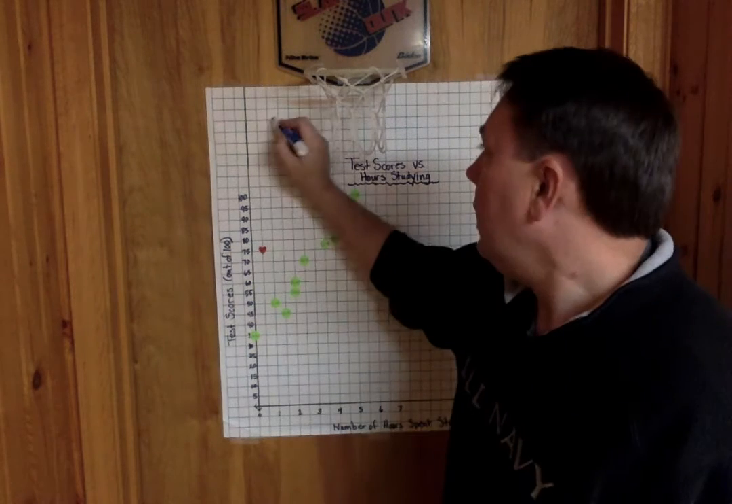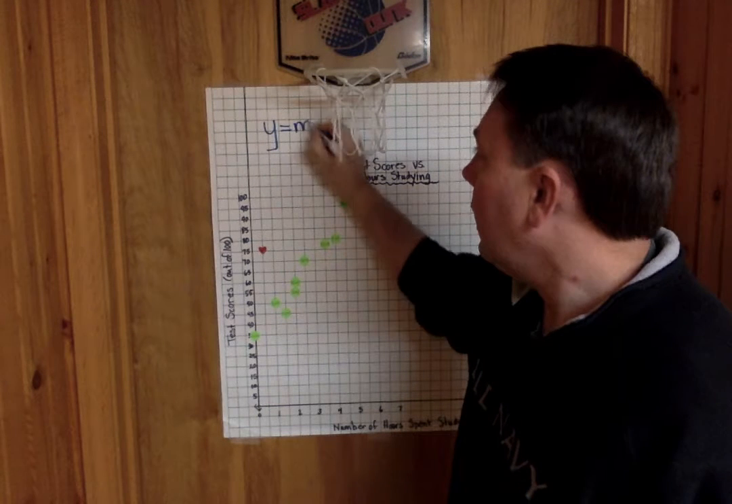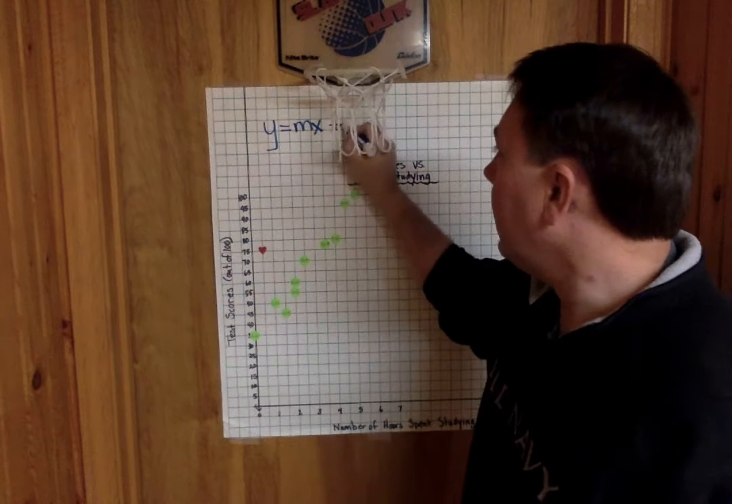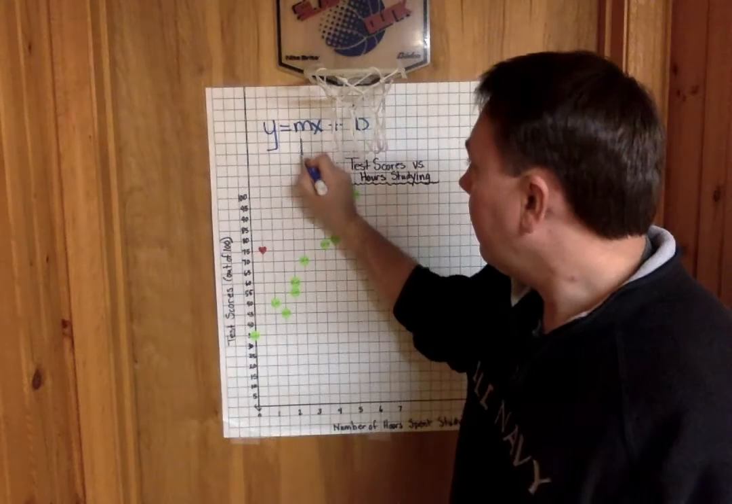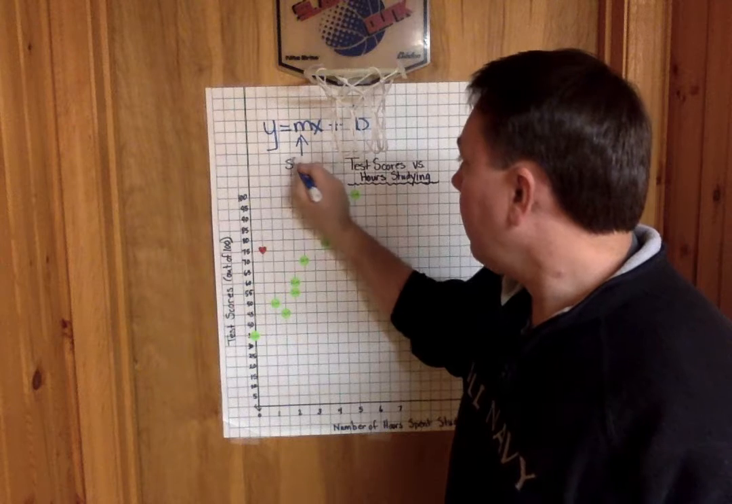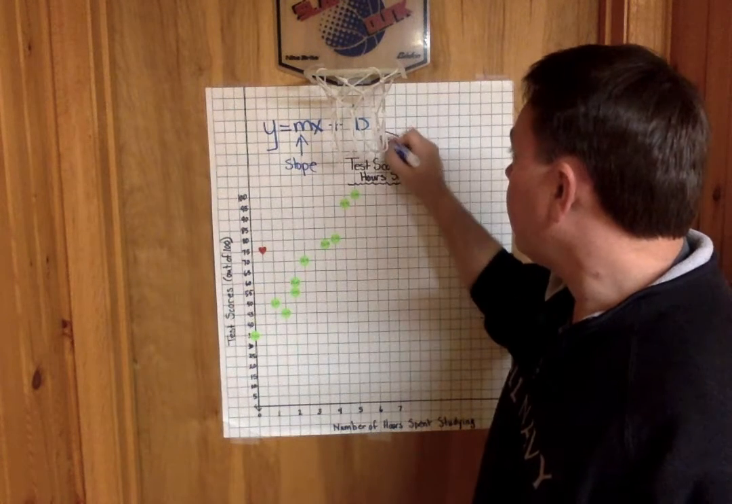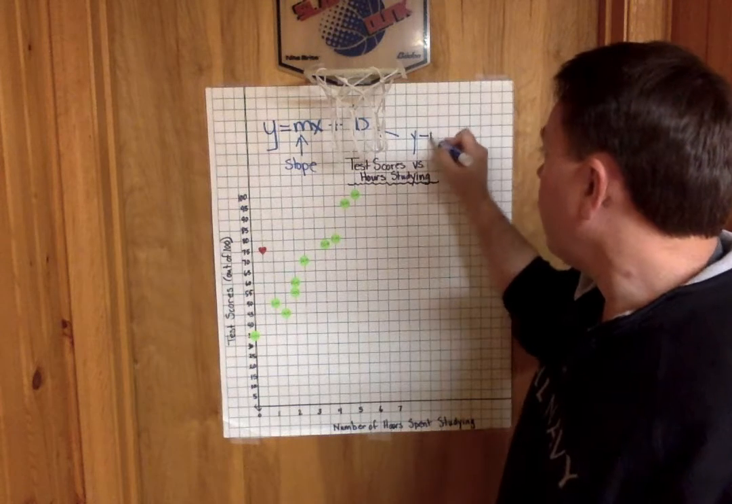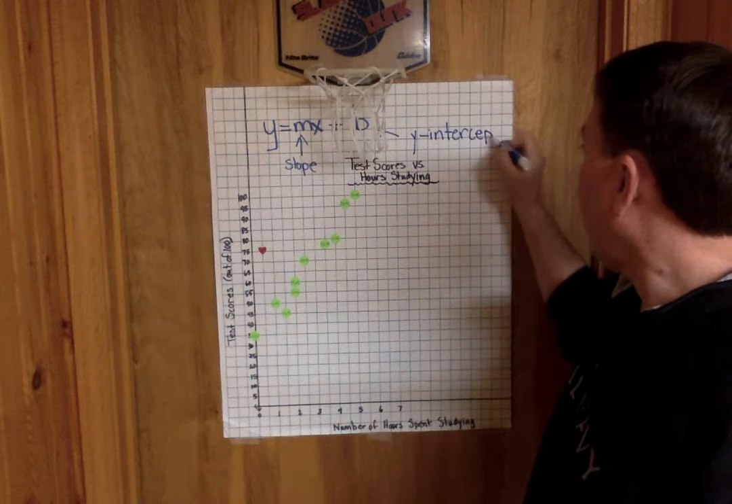And so when you write an equation to that line, which is one of the things we're trying to learn here, we're going to use the form y equals mx plus b. And that m represents your slope, and the b represents your y-intercept, which is the place where the line crosses the y-axis.